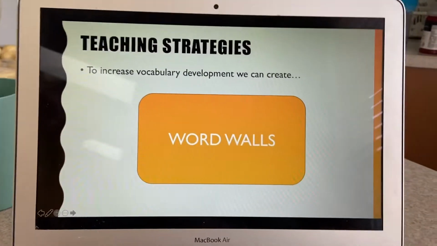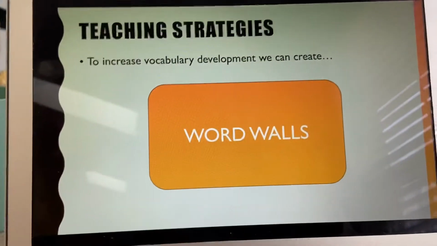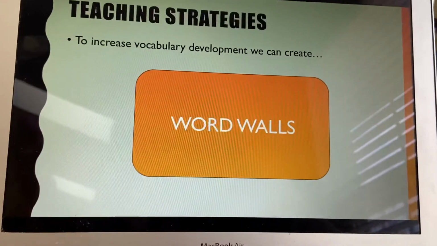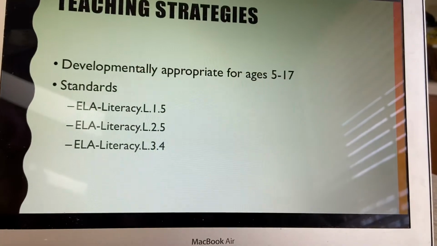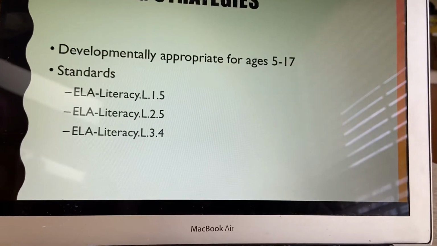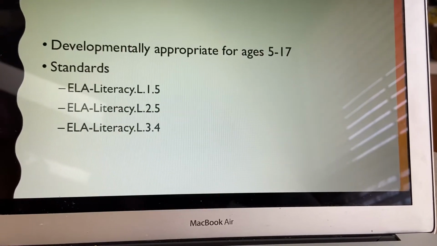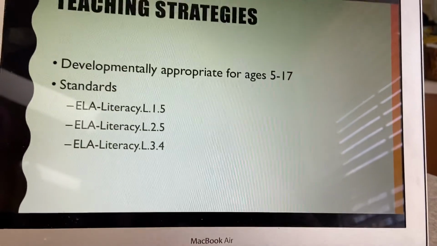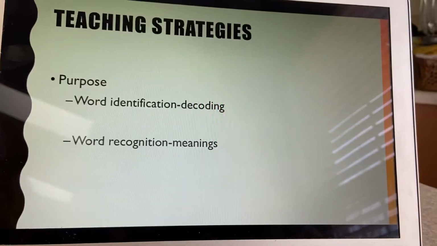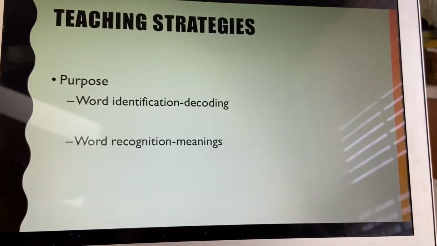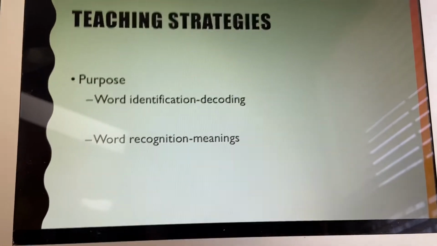And then the teaching strategy to go along with the word maps is to create word walls. First, you need vocabulary words, right? So to increase vocabulary development, we can create word walls. And these meet the standards in literacy, and it is developmentally appropriate. You can do vocabulary words from ages 5 all the way up to 17, depending on the vocabulary words that are developmentally appropriate. The purpose of this is for word identification, decoding, word recognition, and the meanings of words.